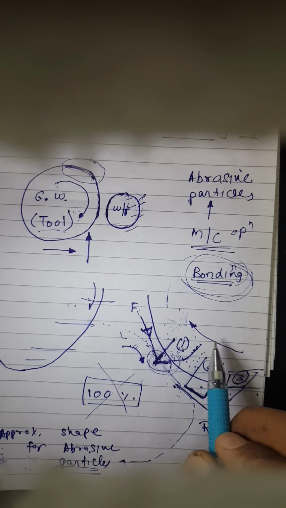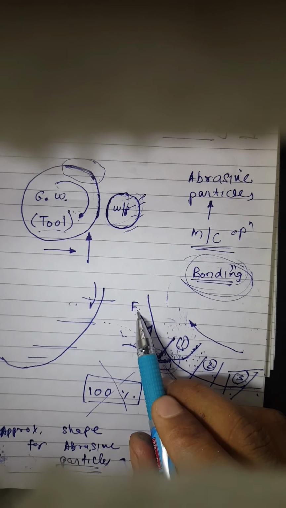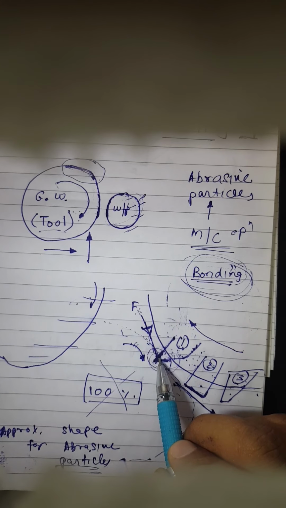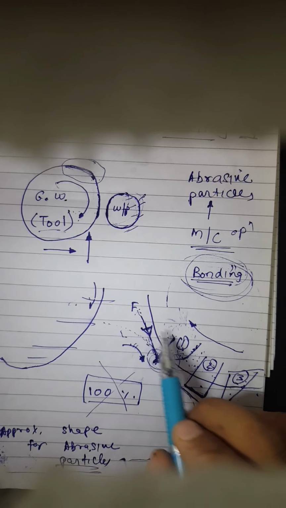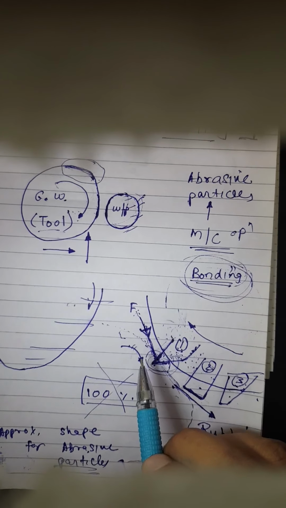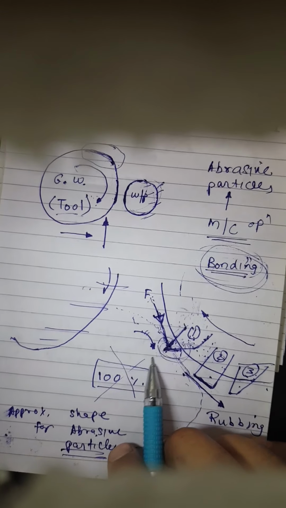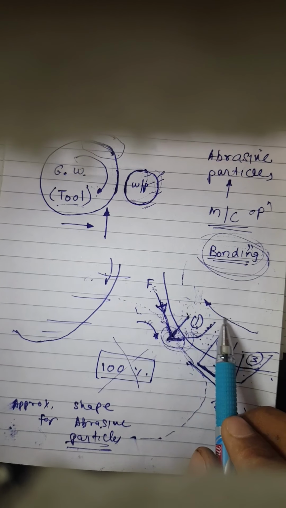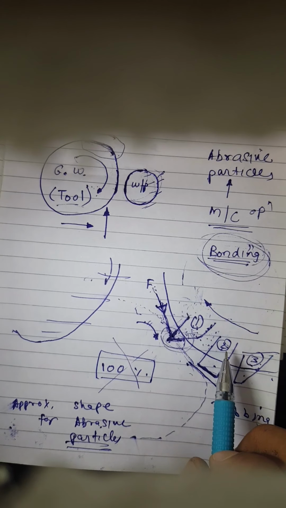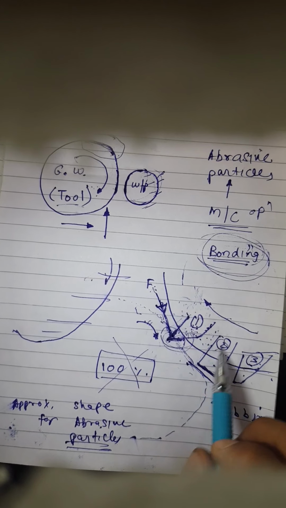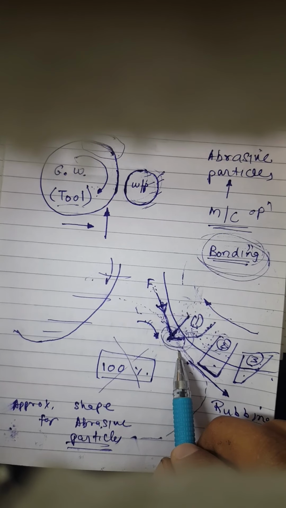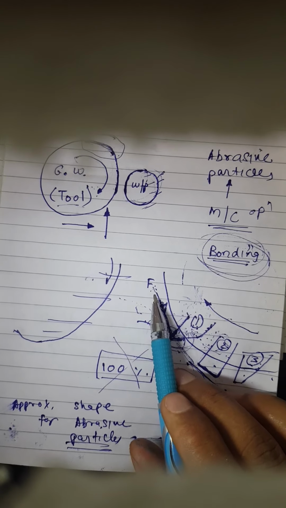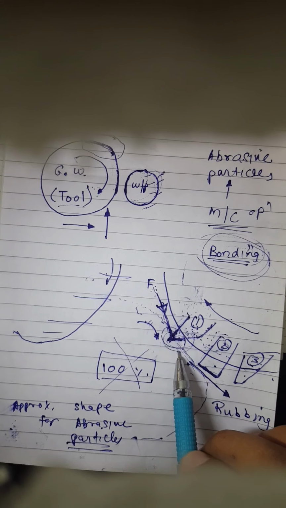The grinding wheel is rotating in this direction, so a force would be exerted upon the abrasive particle 1 in this direction. As the wheel is already rotating, at the next instant of time this particle number 2 would come into this position, in contact with the fresh workpiece surface.